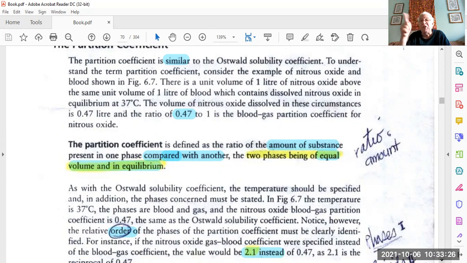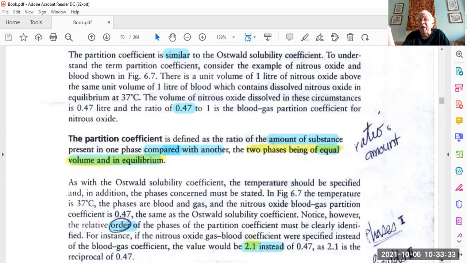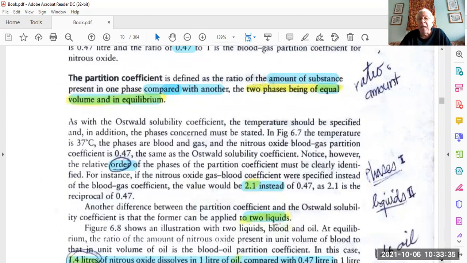Instead, the partition coefficient's first difference is that I can change the order. The blood gas partition coefficient of nitrous oxide is 0.47. Suppose we use what we call a gas blood partition coefficient, it will yield a figure of 2.1. This is the first difference between partition coefficient and Oswald solubility coefficient.